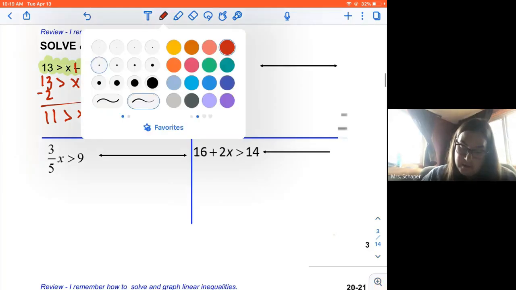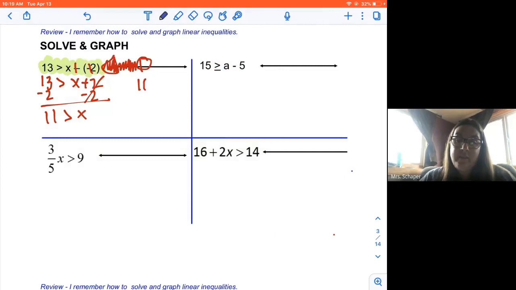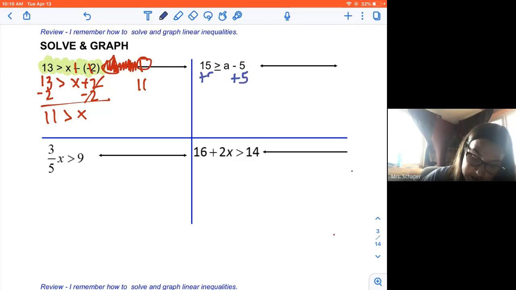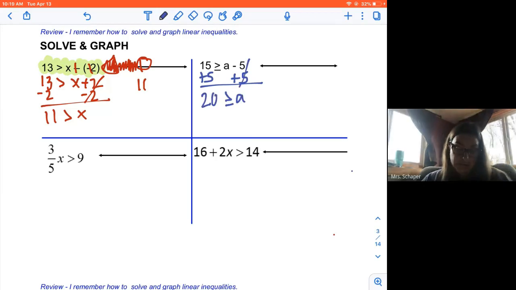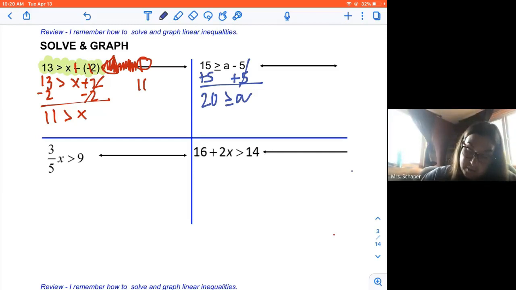We're going to go with 15 is greater than or equal to a minus 5. My goal is to get a by itself. So I'm going to undo subtraction by adding 5, just like I would do if it was an equation. And I get that 20 is greater than or equal to a. Okay, so now I'm going to put 20 on my number line because that's the number I'm focused on. Because it's greater than or equal to, that means it's going to be a filled in circle.